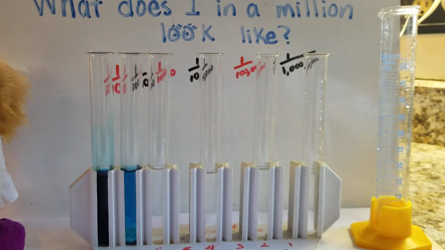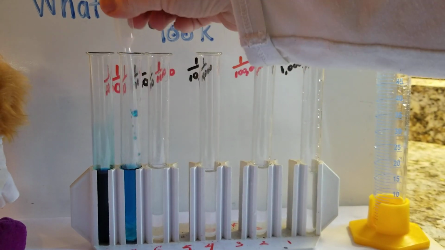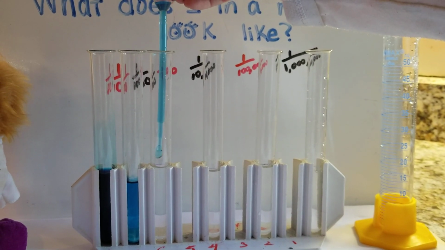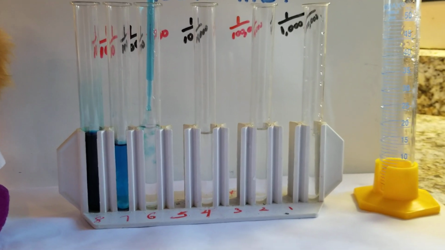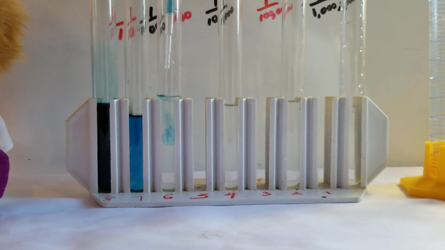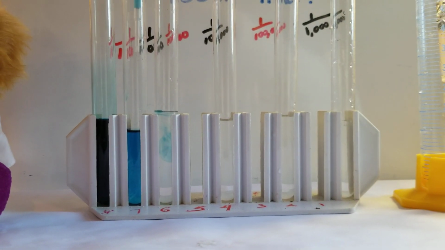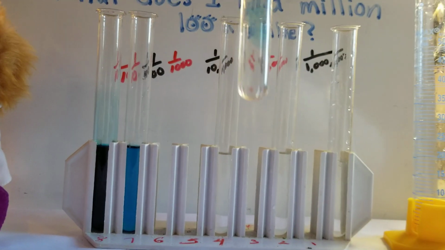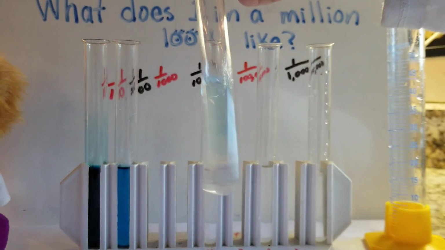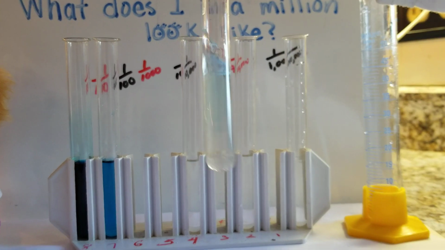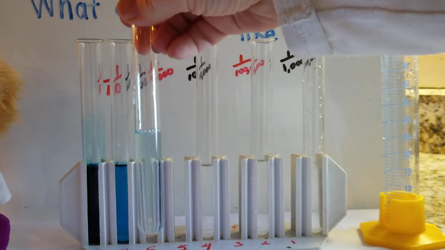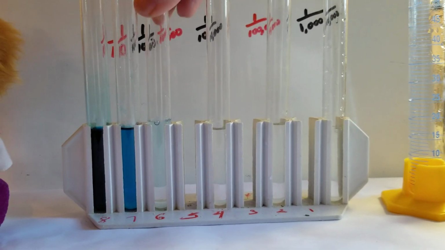And we're going to do that again. We got 9 milliliters. We're going to add. Okay, and put the rest back. So we took 1/10 of 1/100th. That's 1 in 1,000. Okay. So you can still see the food dye.